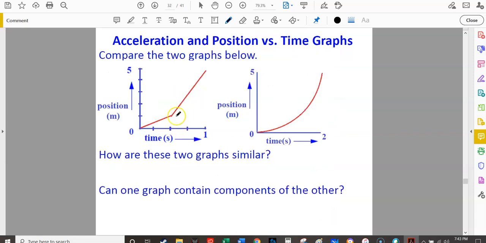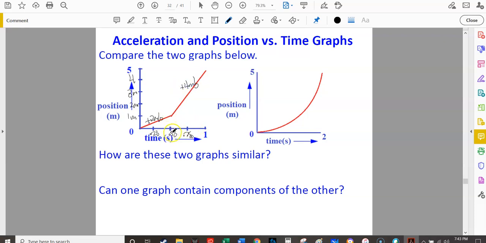In a position versus time graph, we have a similar type of situation. Okay? So for example, this is 1 meter, 2 meters, 3 meters, 4 meters. Okay? And this is 0.25 seconds, 0.5 seconds, 0.75 seconds, and 1 second. So what it's kind of looking like is that this guy has a slope of positive 2 meters per second, and then all of a sudden that slope doubles to positive 4 meters per second.